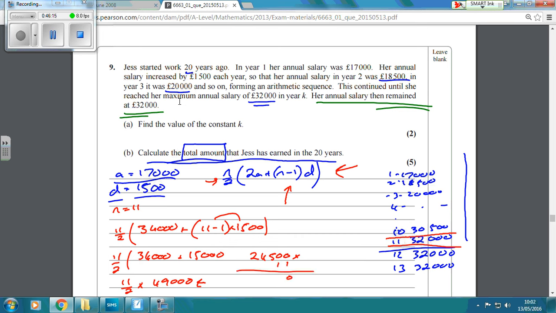So if I do that, in the first 11 years she earns, what have I written down? 269,500. And then we've got the 12th year, 13th year. So count on fingers: 12th, 13th, 14th, 15th, 16th, 17th, 18th, 19th, 20th. So it's going to be 9 years, so plus 9 years at 32,000.